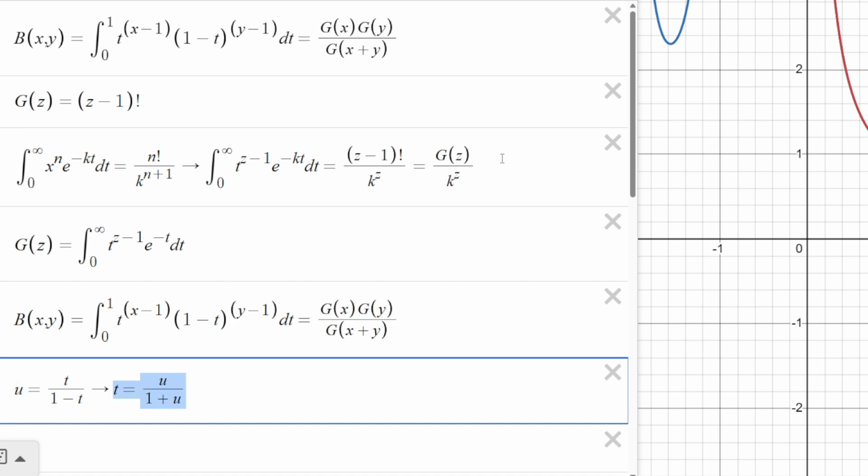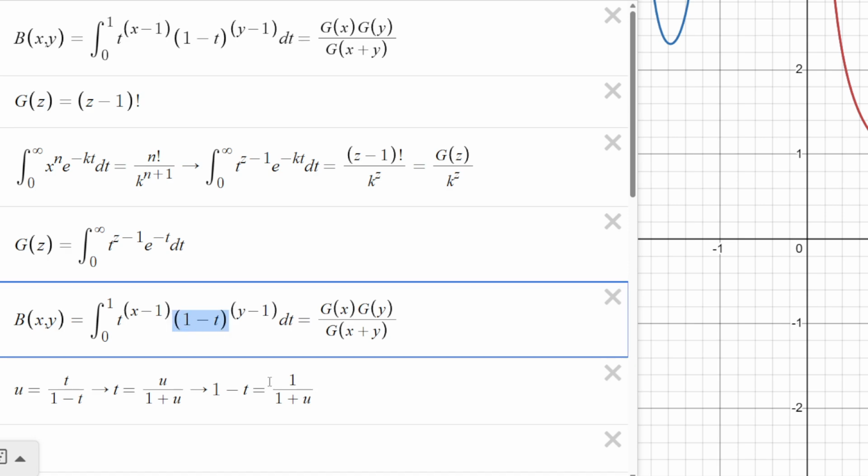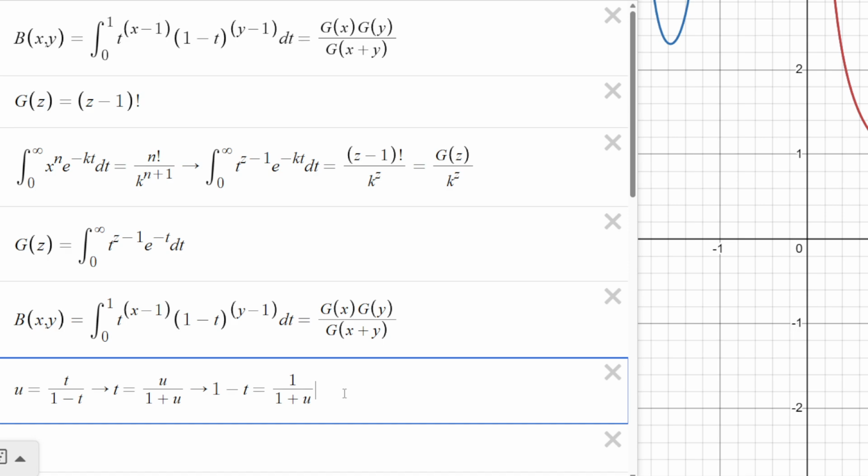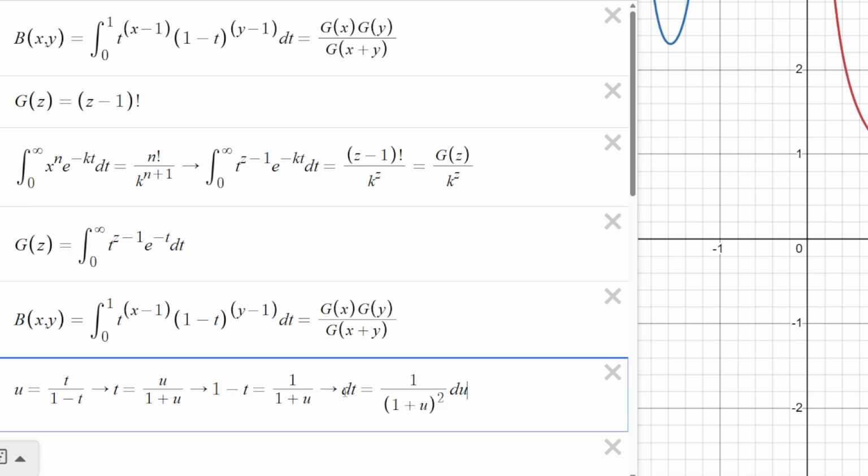This was the original substitution. I want to make t equal to this. Okay, that implies that u is equal to this. So I have t in terms of u and u in terms of t. All right, so that implies that our term 1 minus t, just do a little bit of algebra, is going to turn into this. And finally, our differential dt is going to transform to 1 over 1 plus u all squared du.